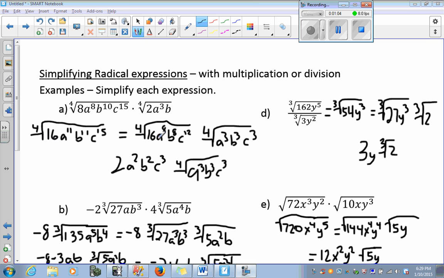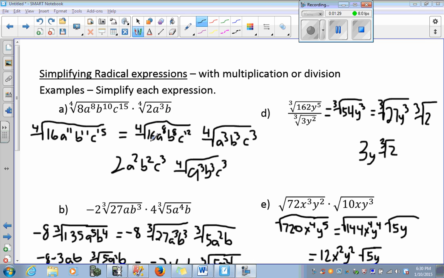16 is a perfect fourth root, so I'll place it here. Out of the a to the 11th, I'll take a to the 8th, which is a perfect fourth root, put a cubed here. B to the 11th, I'll take b to the 8th, put the b cubed here. And for c to the 15th, I'll take c to the 12th and put a c cubed here. Because all of these are perfect fourth roots, these are not. Then I'll just simplify this.